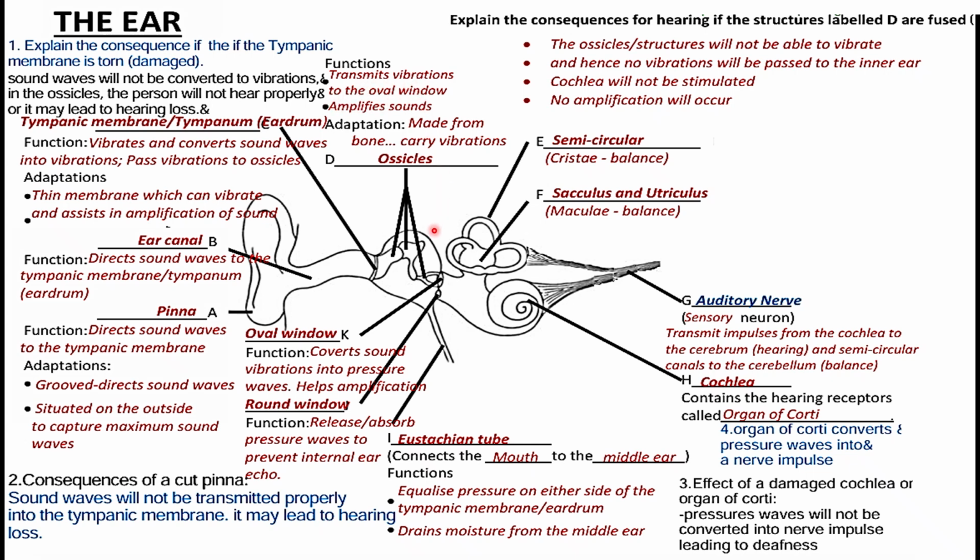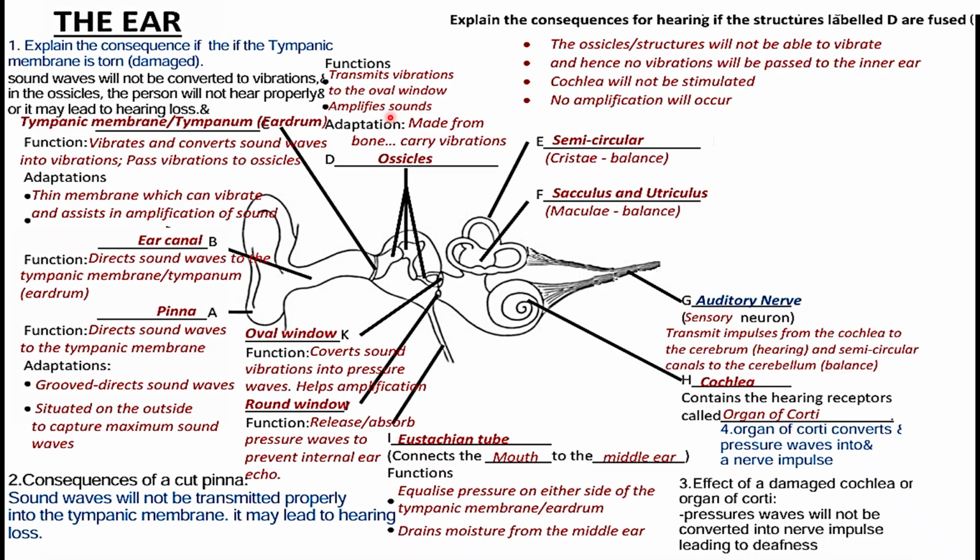So you can see the ossicles are in direct contact with the oval window. That is what you are seeing here. Let's go on. The functions of the ossicles are that it transmits vibration to the oval window. That is one. Two, it amplifies sound.